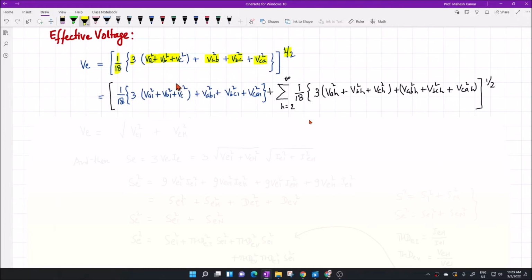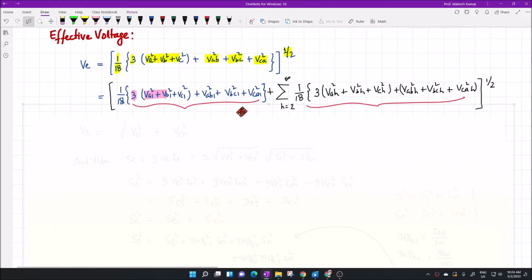Now replace them by their fundamental and harmonic component. Then this becomes 3 into BA1 square plus BB1 square plus BC1 square, and plus BAB1 square plus BBC1 square plus BCA1 square. So this is the fundamental term from here to here. The remaining are harmonics.